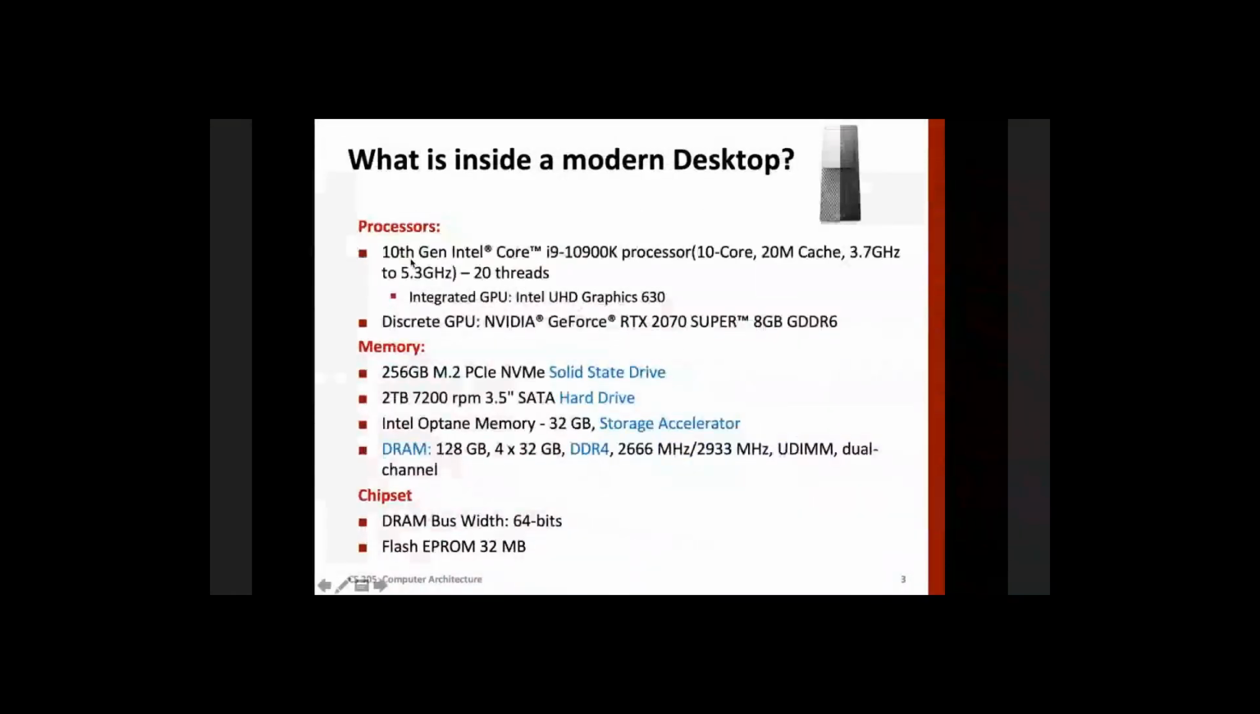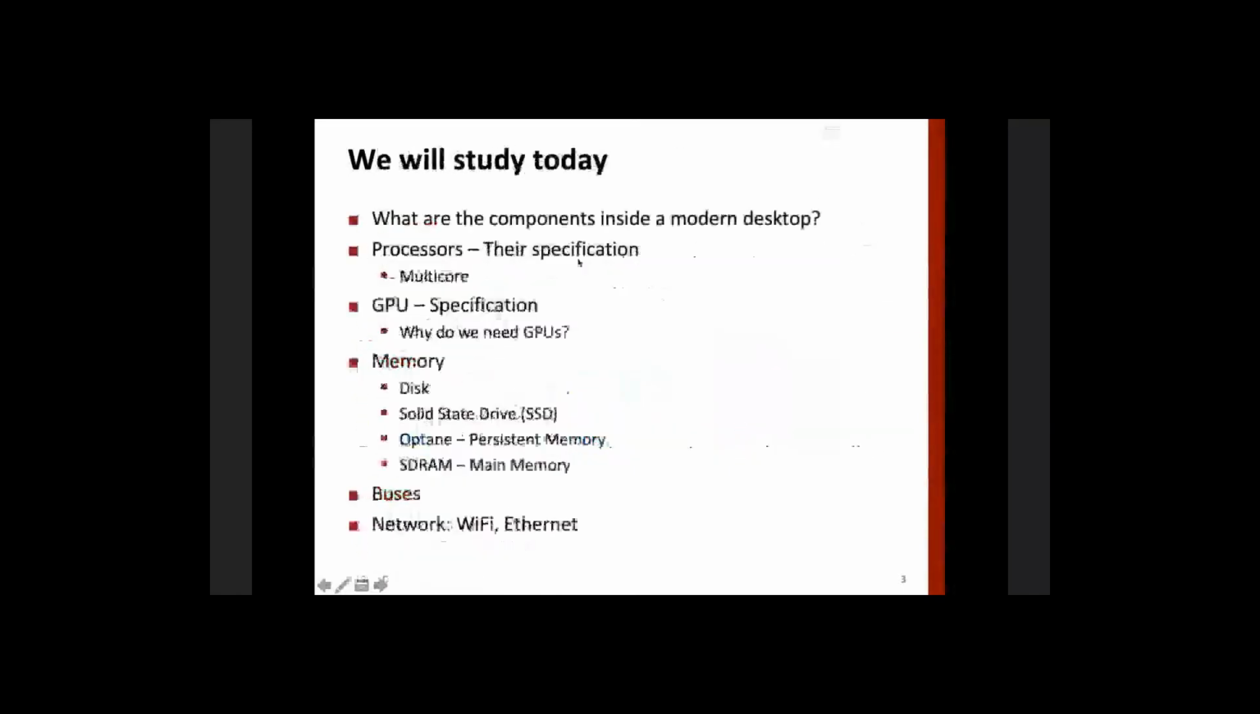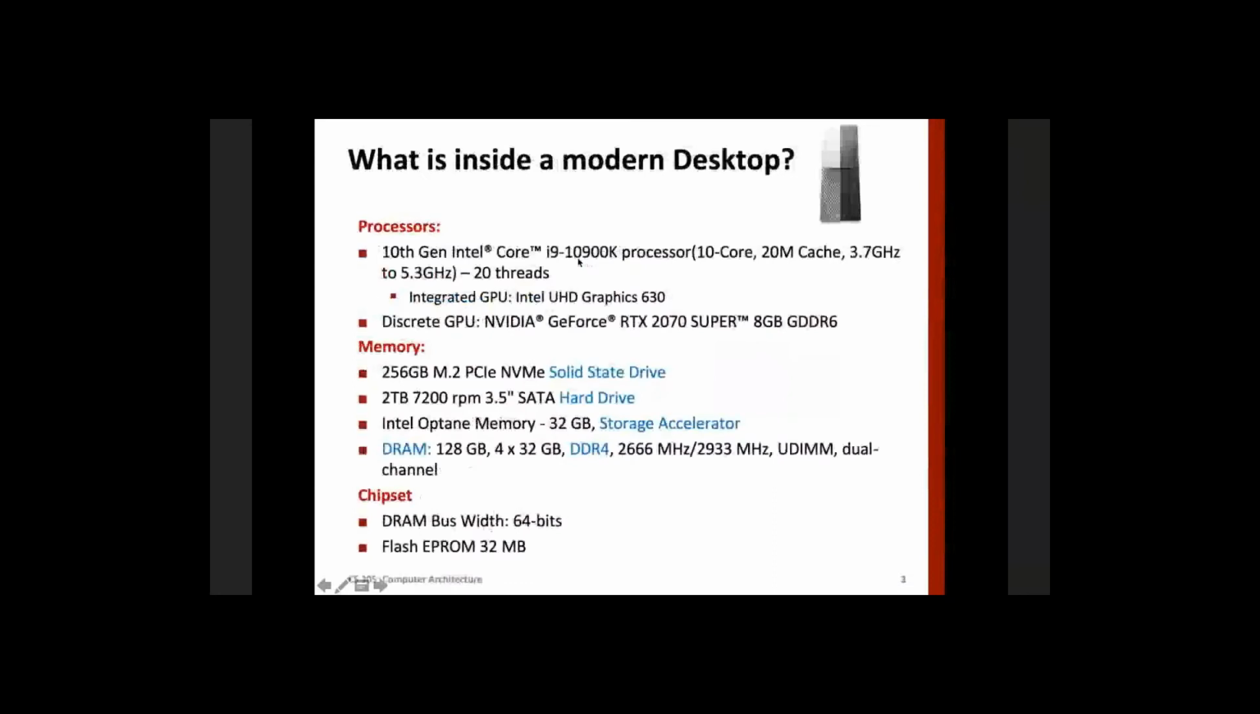The processor reads something like it's a 10th generation Intel Core i9 10900K, a 10 core, 20 M cache. Speed is 3.7 gigahertz up to 5.3 gigahertz. It supports 20 threads. It has an integrated GPU integrated into the processor, and then the board also has one discrete GPU. It's a separate chip set of GPU, right?